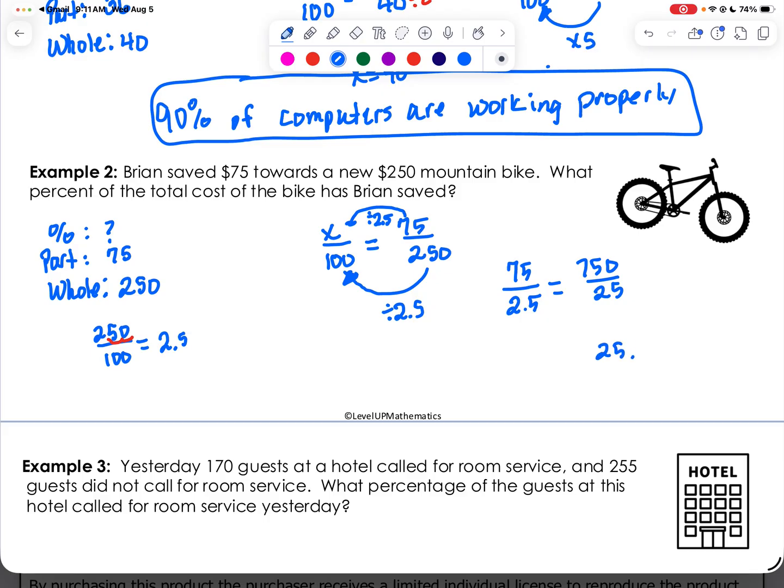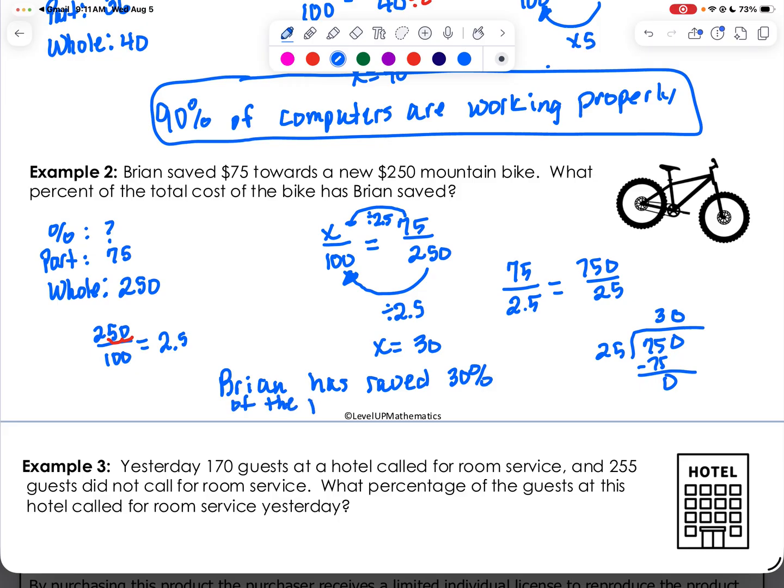So 25 goes into 750. 25 goes into 75 3 times. Subtract and bring down. 25 goes into 0 times. So x in this problem would be 30. So Brian has saved 30% of the price of the bike.